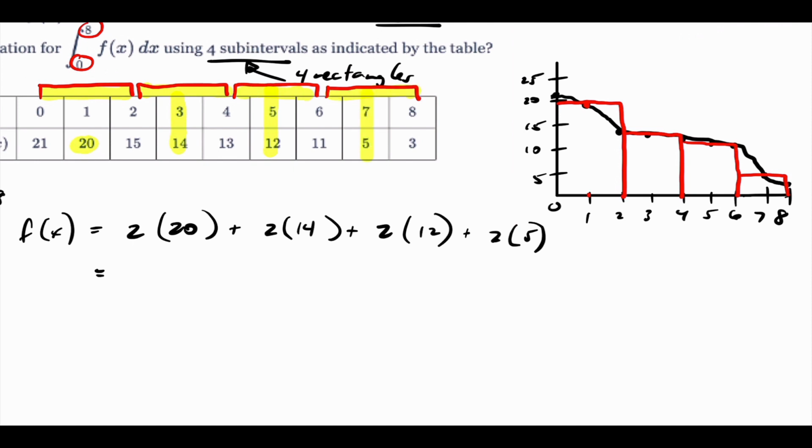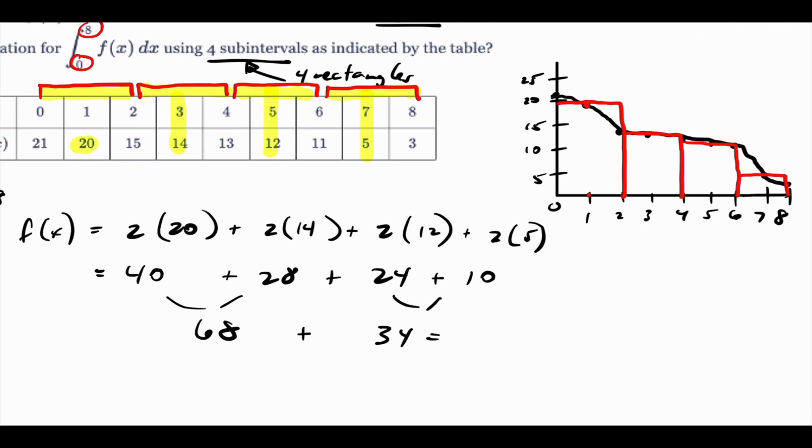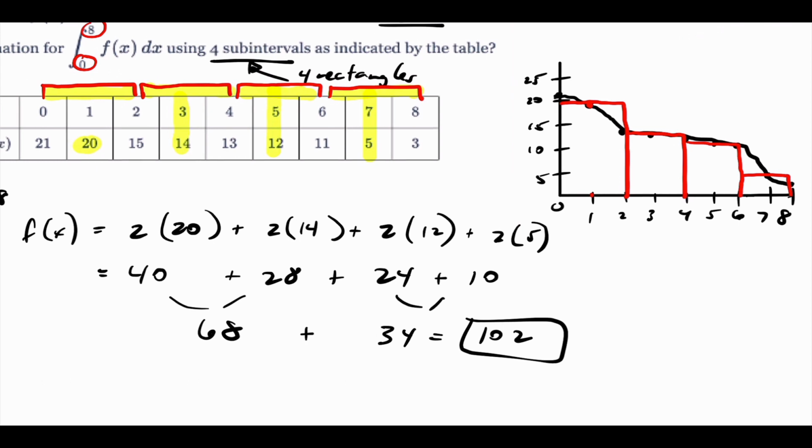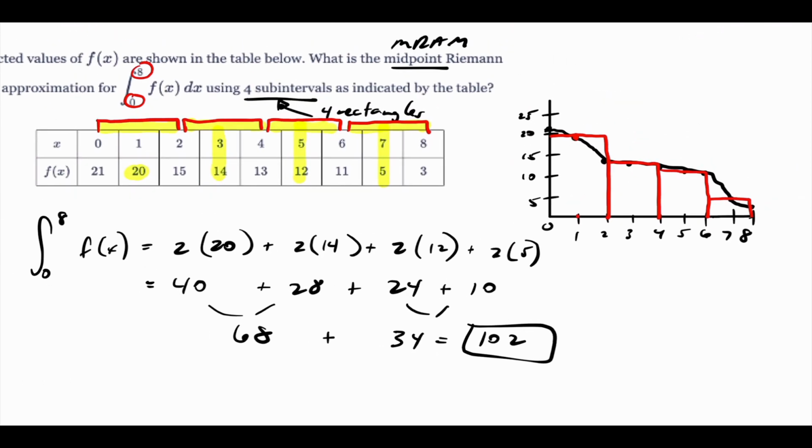Okay. So let's see, we got 40 plus 28 plus 24 plus 10, 68 plus 34, we got 102. So MRAM from 0 to 8 is 102. Okay. Using the table.